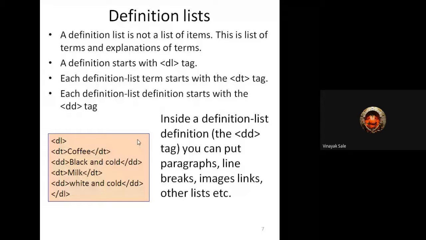And here the third line indicates the definition of that term, that is black and hot coffee. This is the definition of coffee. Similarly, another term is milk, and the definition of milk is white and cold. We'll execute this code.